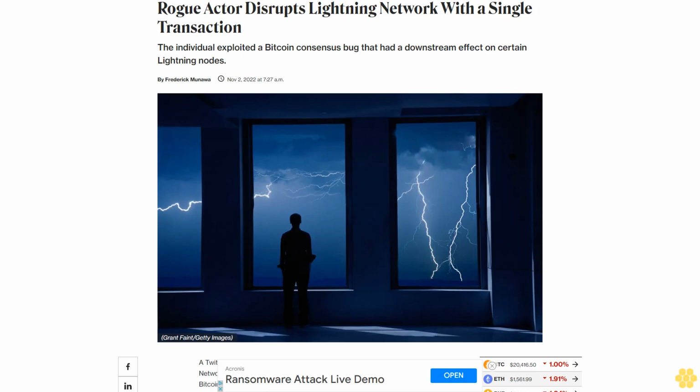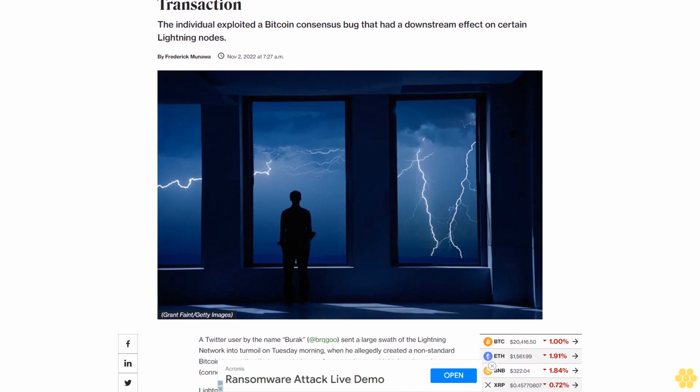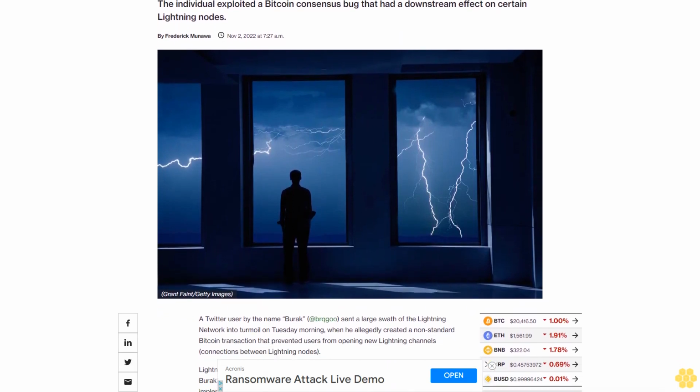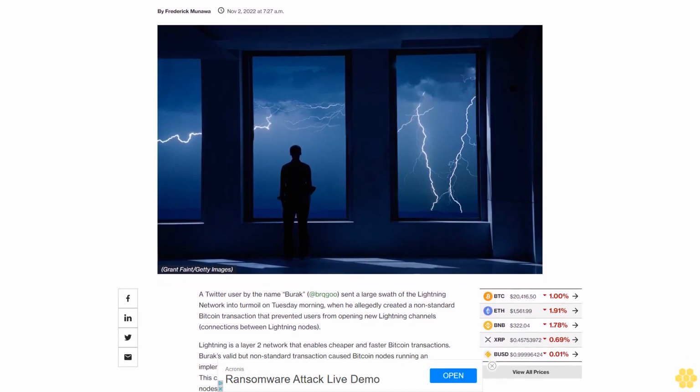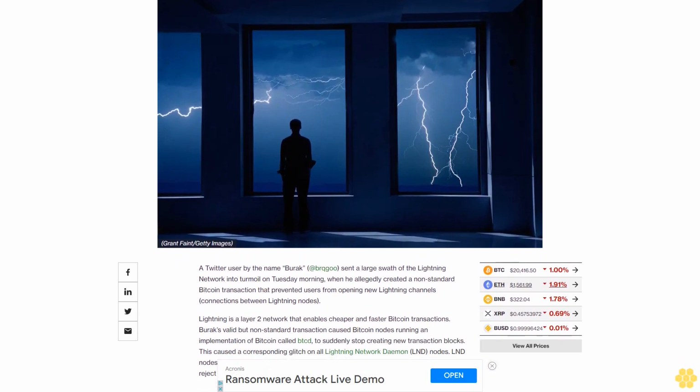A Twitter user by the name Burak, @Burku, sent a large swath of the Lightning Network into turmoil on Tuesday morning, when he allegedly created a non-standard Bitcoin transaction that prevented users from opening new Lightning channels, connections between Lightning nodes. Lightning is a Layer 2 network that enables cheaper and faster Bitcoin transactions.